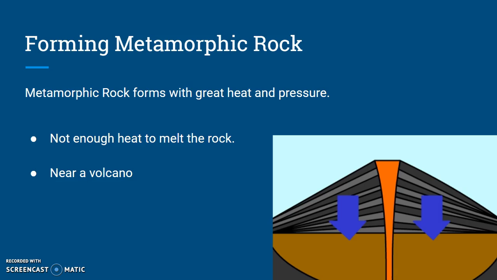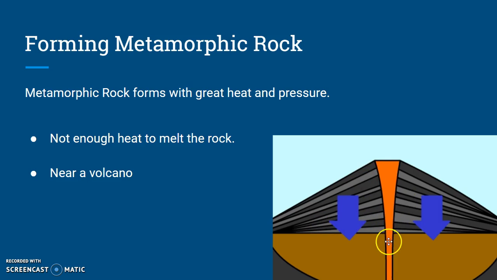All right. So how do you form metamorphic rock? For your notes, metamorphic rock forms with great heat and pressure. It's not enough heat to melt the rock, but it's enough to change it in some way, like a chemical change, and it often happens near a volcano.